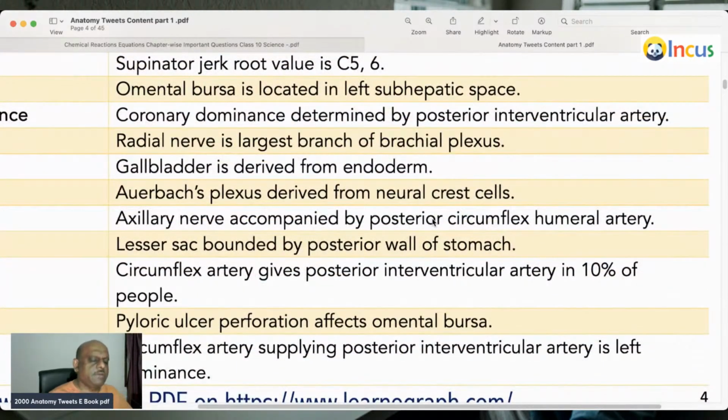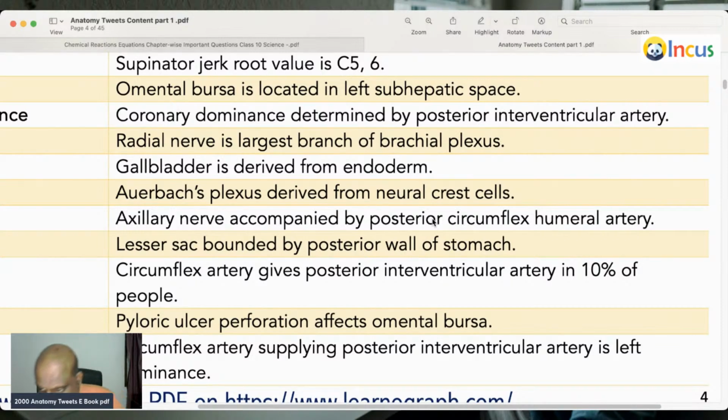What is the largest branch of the brachial plexus? It is the radial nerve. So you should know everything about ectodermal, endodermal, mesodermal derivatives. Gallbladder is derived from endoderm, is what you should remember.